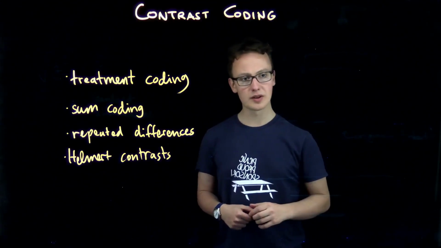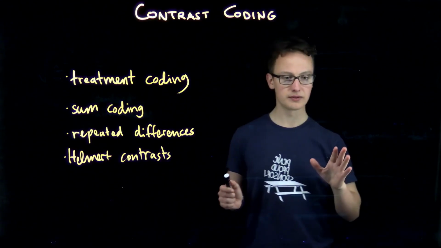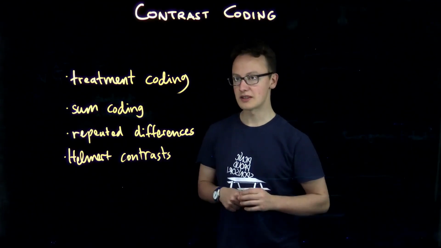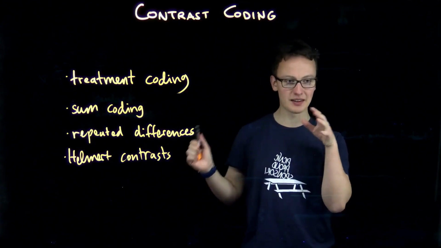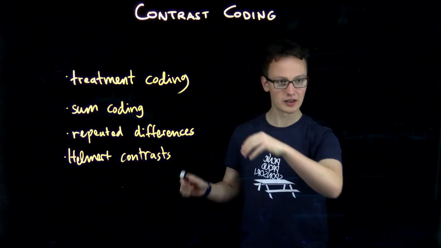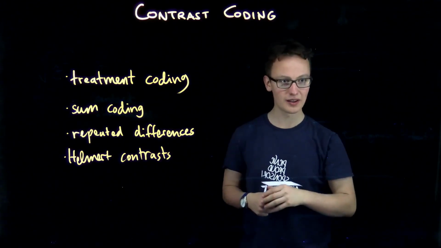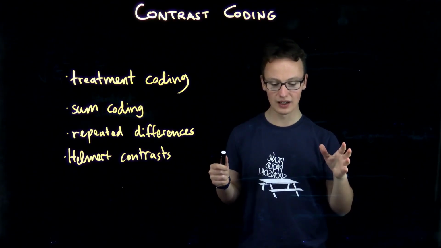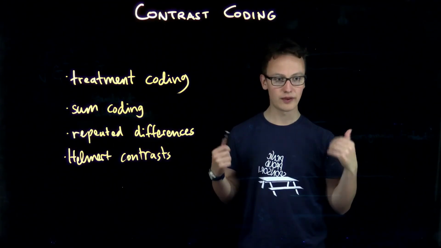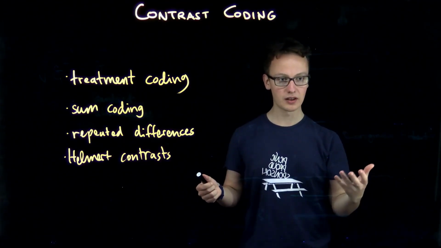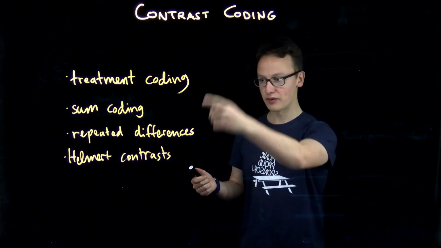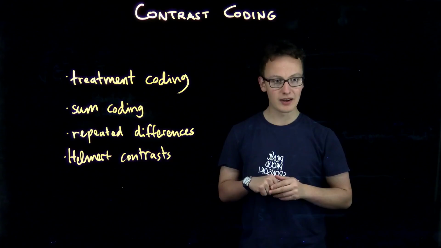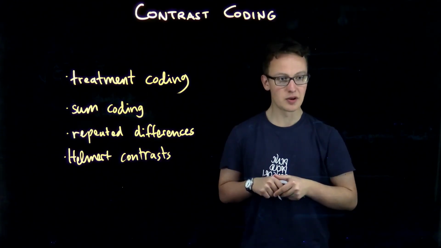Today, we're going to do something slightly different. We're going to take a much more general perspective, which is that instead of looking specifically at something that has already been given a name, like treatment or sum or repeated differences coding, we will try to see how we can, in general, find the appropriate contrast coding, which might be one of these or might be something entirely different, something that doesn't have a name, depending on the specific hypotheses that we are testing.